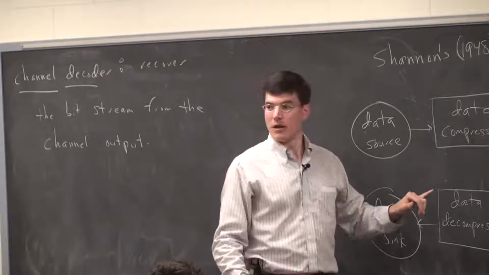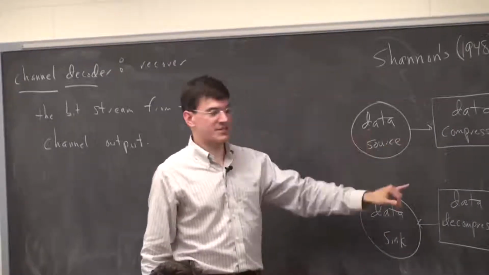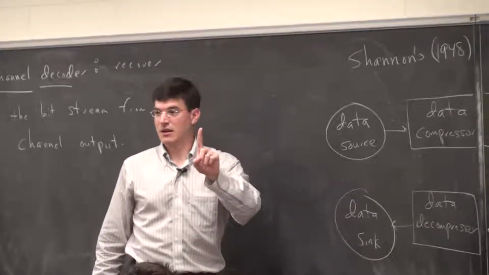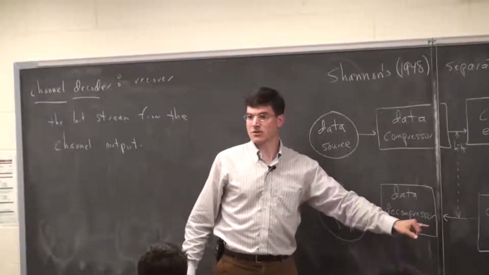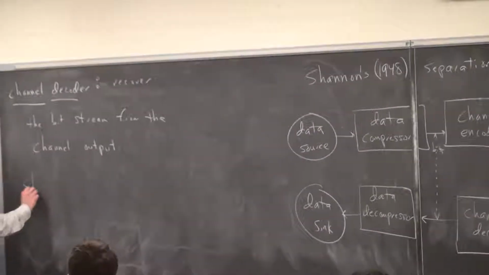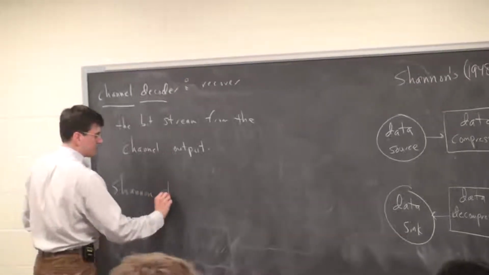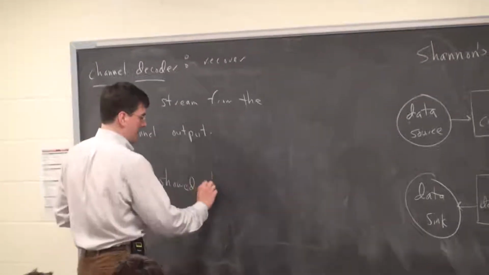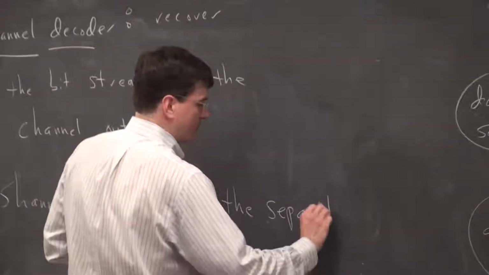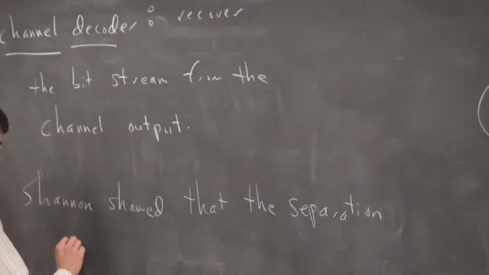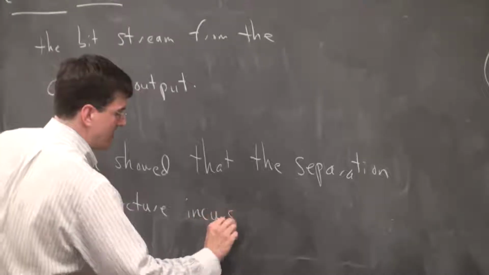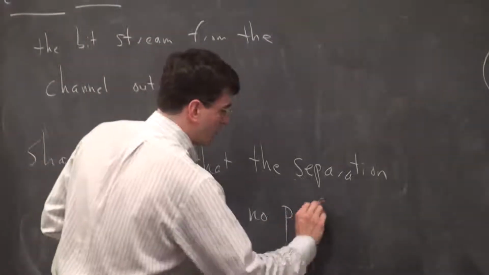That's not true here. Shannon showed that any performance you can get with a general architecture, you can get with this one. So you incur no penalty for forcing this structure on the problem. That was his theorem. So Shannon showed the separation architecture incurs no performance loss.